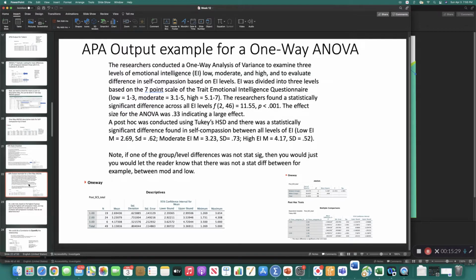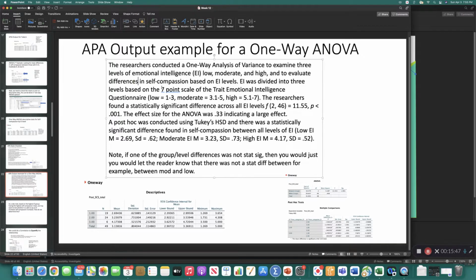Well, here's an example. First we start out explaining what statistical test we used. So we say the researcher conducted a one-way analysis of variance to examine 3 levels of emotional intelligence, EI: low, moderate, and high, and to evaluate differences in self-compassion based on these emotional intelligence levels. Emotional intelligence was divided into 3 levels based on the 7-point scale of the Trait Emotional Intelligence Questionnaire, where low was 1 to 3, moderate was 3.1 to 5, and high was 5.1 to 7. The researchers found a statistically significant difference across all levels of emotional intelligence, and the F ratio was 11.55, and the p-value was less than 0.001.